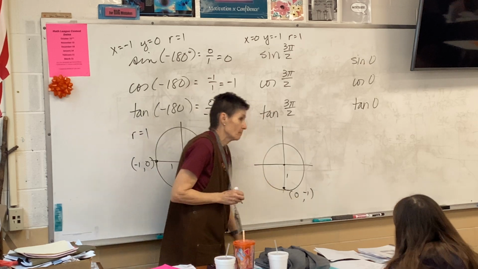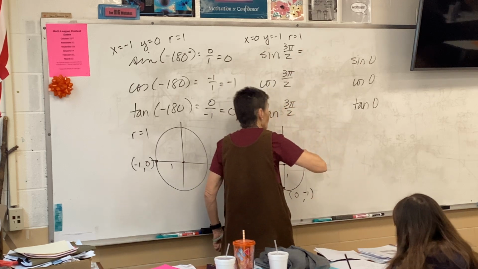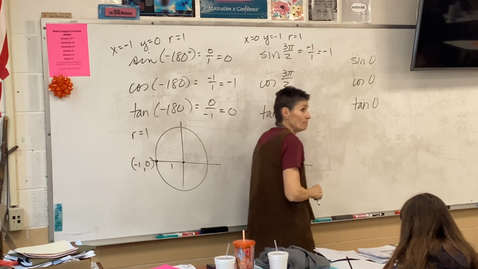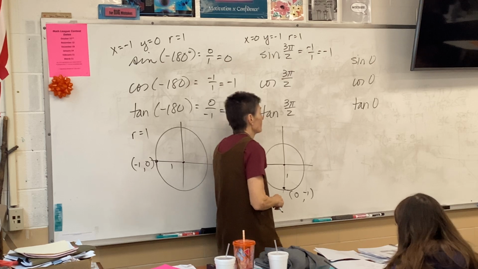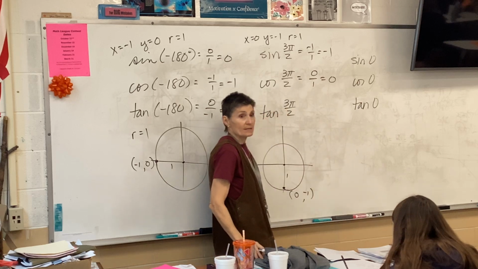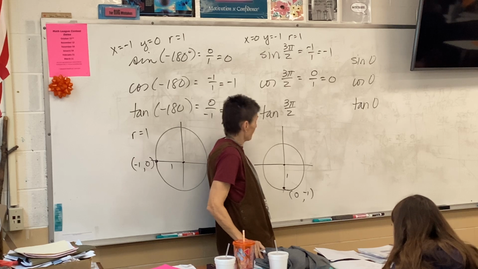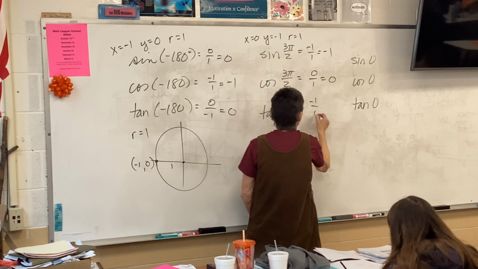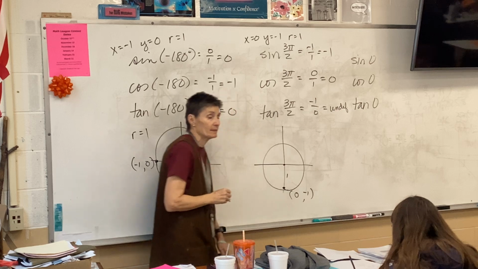X, y. So here we go. What's sine again? Sine is y over r. So that'll be negative 1 over 1, which is negative 1. What's cosine? X over r, so that will be 0. And what's tangent? Y over x, which is negative 1 over 0, which is undefined. That one is undefined.